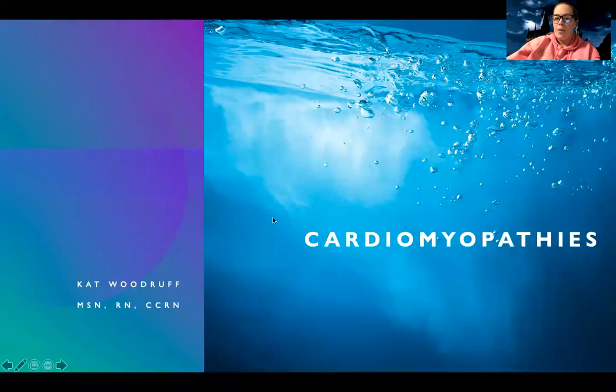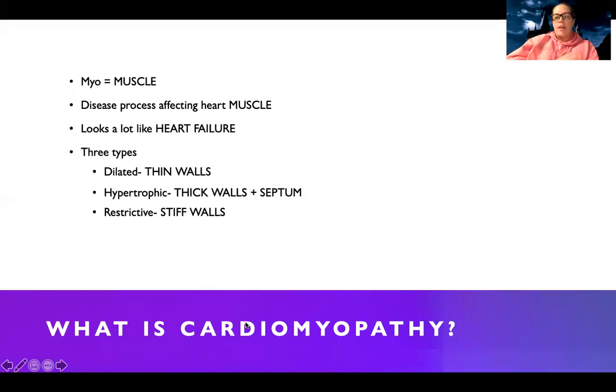All right, so we're going to talk about cardiomyopathies. Effectively, when you're thinking about what is cardiomyopathy, when you think myo, you always want to think muscle. This is a disease process affecting the heart muscle, which, again, so sad that the heart ever has to be affected. A lot of people get this mixed up with heart failure because it looks a lot like heart failure because it is a failure of the muscle or the pump in some way, shape, or form.